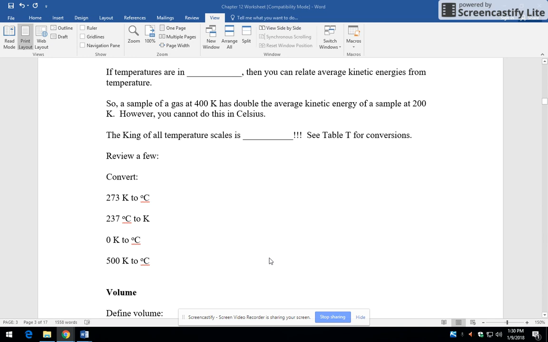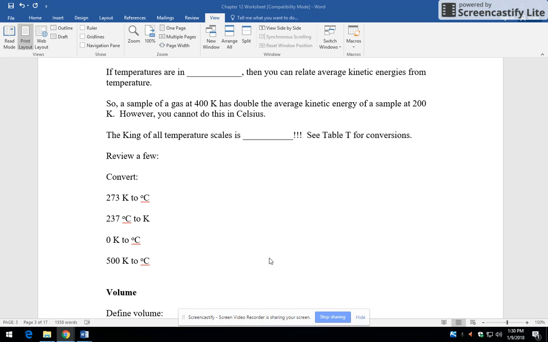A sample of a gas at 400 Kelvin has double the average kinetic energy of a sample at 200 Kelvin. You can't do this in Celsius because Celsius can go negative, and then what would you do? It would be kind of weird to explain what's double negative 15. You're going to tell me negative 30, but it can't be because they're going lower in temperature and you have higher kinetic energy, because things are moving faster at higher temperatures.